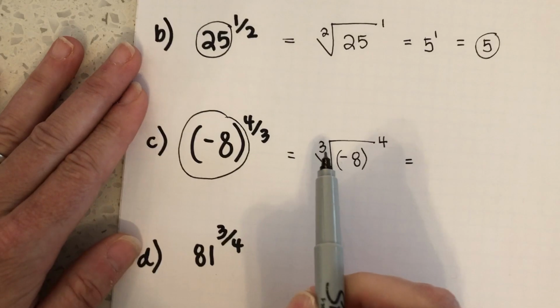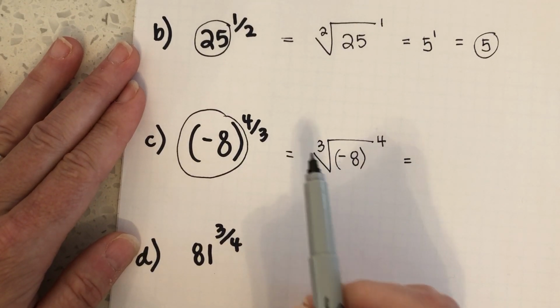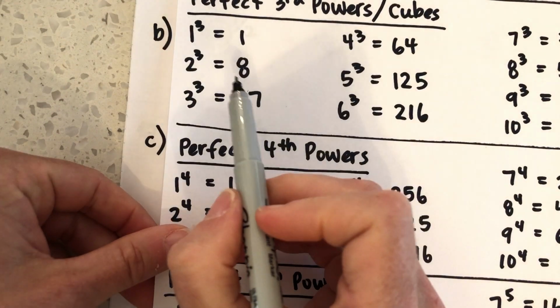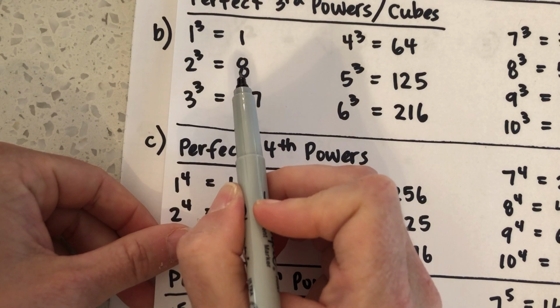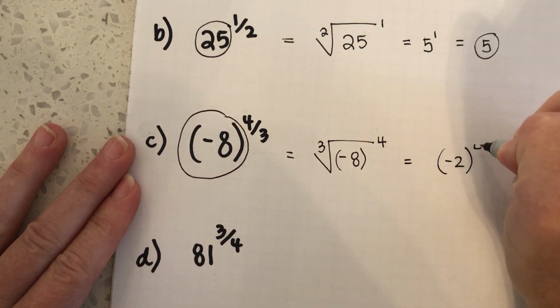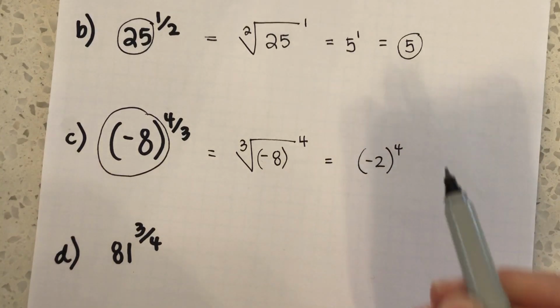Well, what's the 3rd root of -8? What times itself 3 times gets you -8? Well, if you go to your list, the 3rd root of 8 is 2. So the 3rd root of -8 is -2. So that's going to be -2, and then you have to raise it to the 4th power. So what's -2 times itself 4 times?